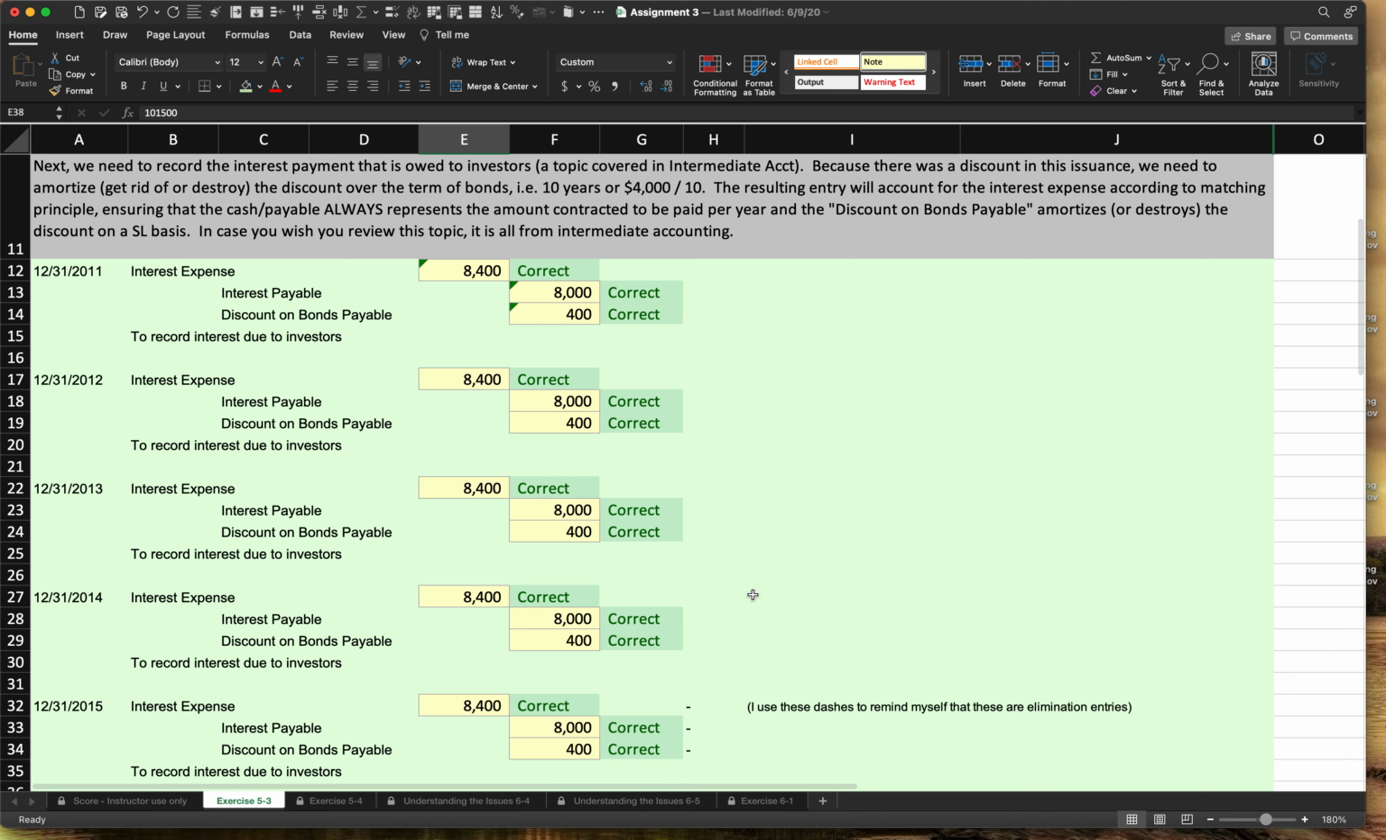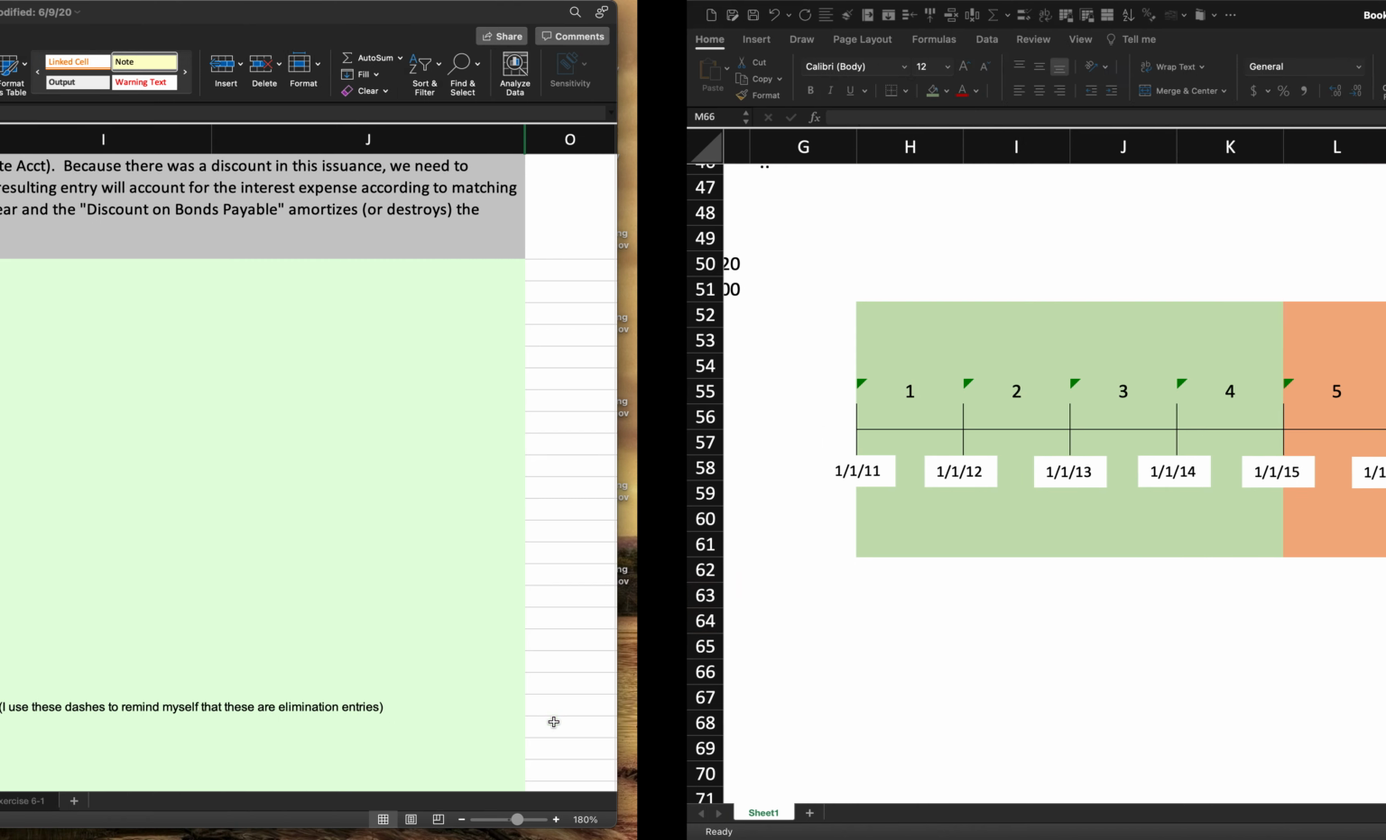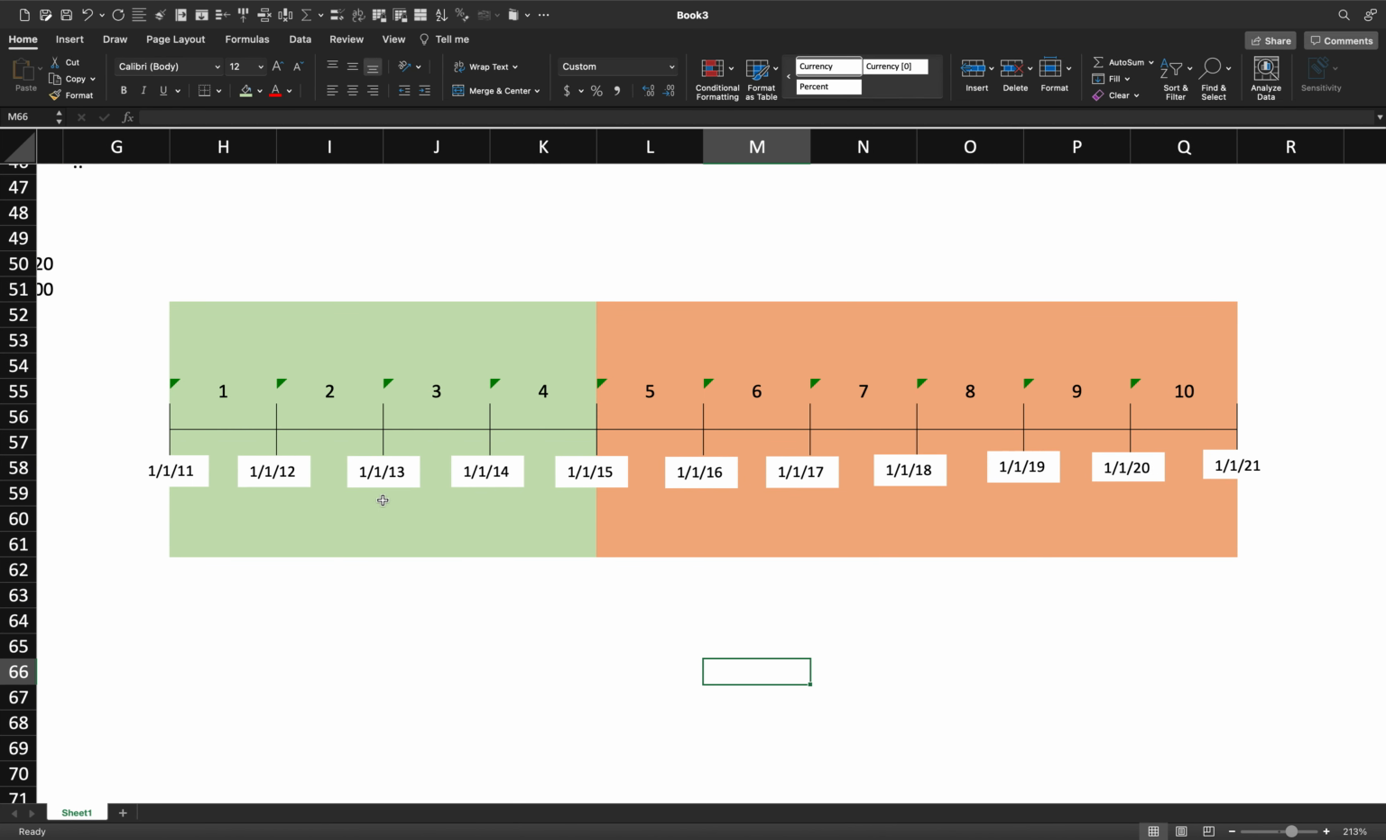Well, let's see. Parent purchased bonds on 1/1/2015. That means 4 years have elapsed already. They come in on the 5th year. To help us with this, I drew up the time the moment the parent purchased the subsidiary bonds on 1/1/15.